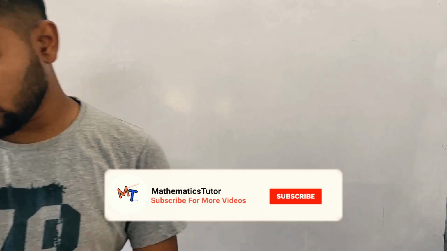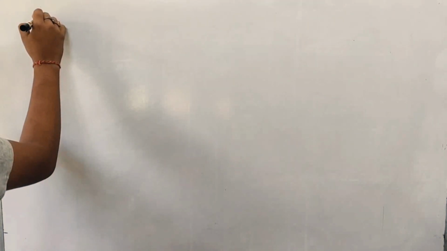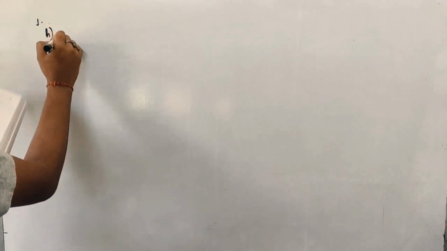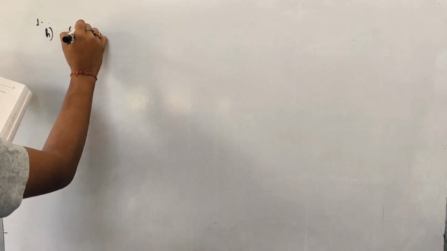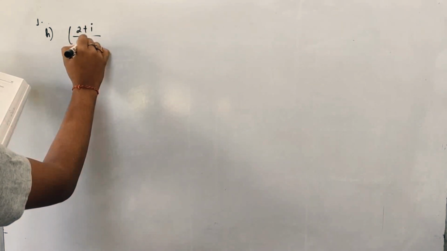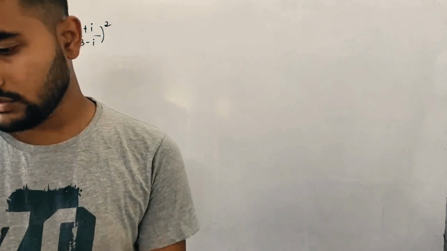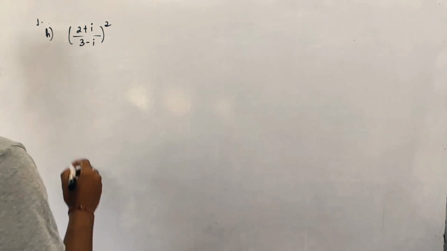In the last class we discussed the polar form and did one question, from question number 1A. Let me do one more question from A. Number H I am doing. What is the question? You have to determine the amplitude of (2 plus i) divided by (3 minus i) whole square. This is the question. Now what to do?